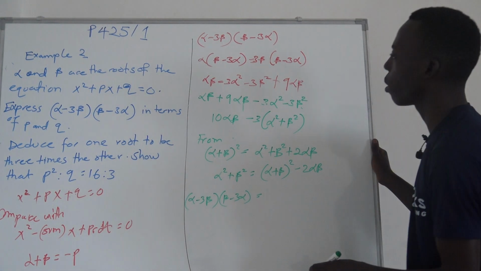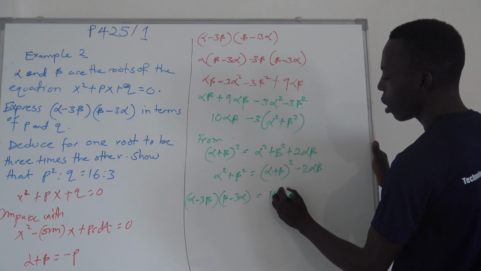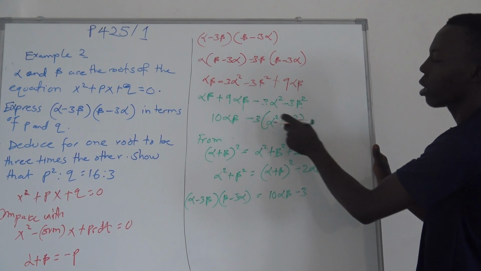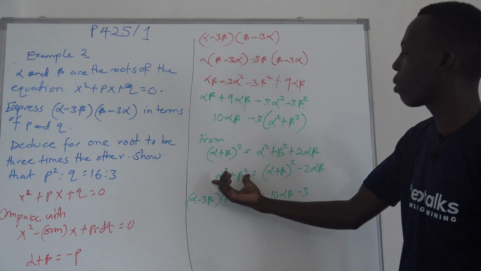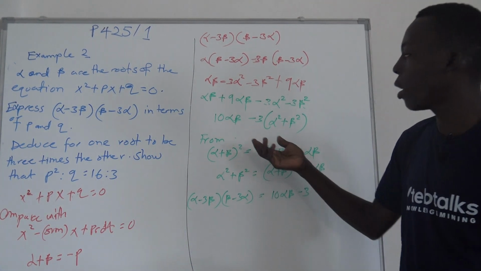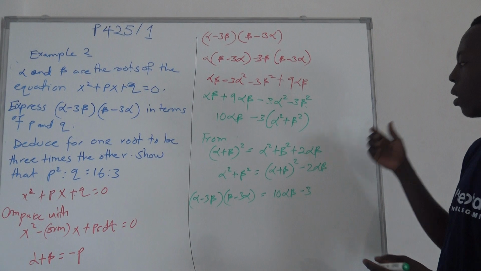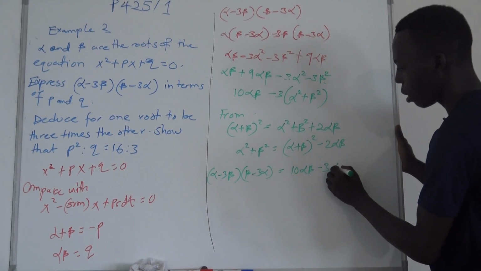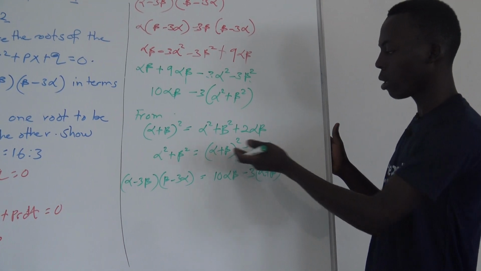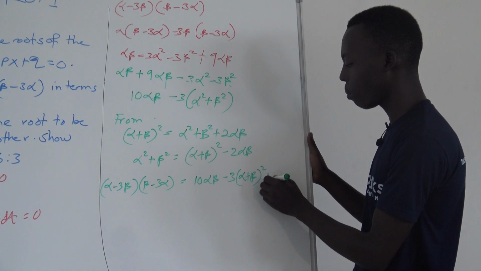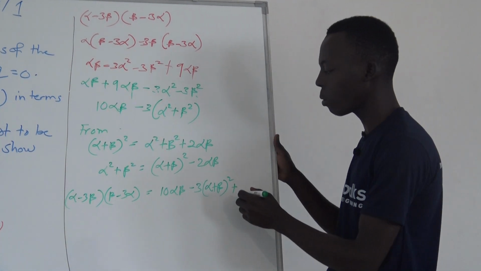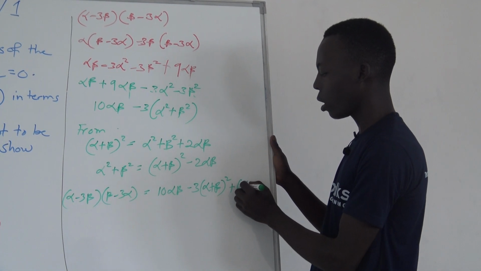This one will give us 10 alpha beta, then minus 3. You put in the value which you have got. I'm going to do it at the same time, multiplying by negative 3 and substituting at the same time. I will have 3 times alpha plus beta squared. Now after putting this one, it becomes a plus, because this was initially a negative. Negative times a negative gives a positive, which gives us 6 alpha beta.